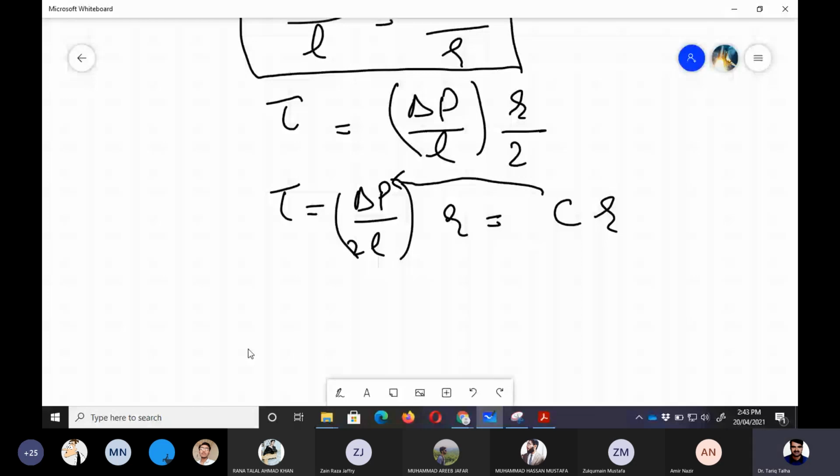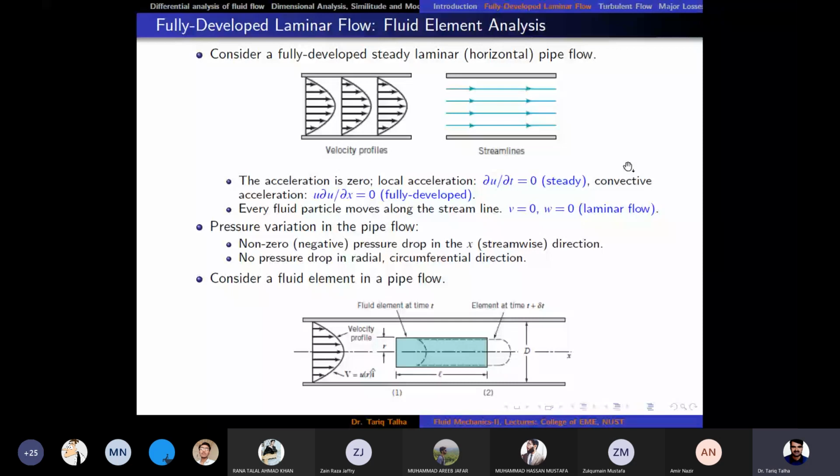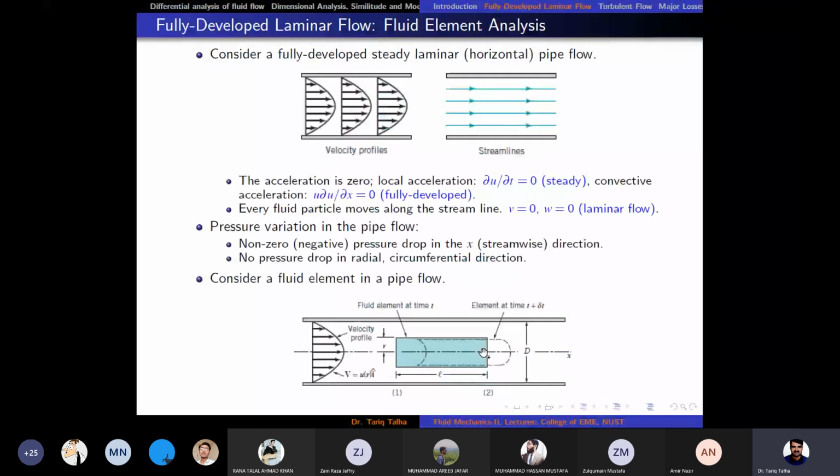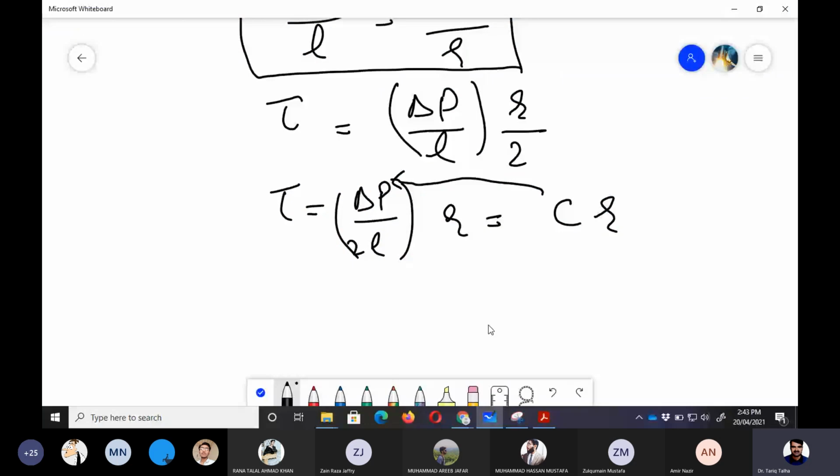in this figure, r is equal to 0 at the center line, and r is equal to capital R at the pipe surface, and tau would be equal to 0 at the center line, and it would be equal to wall shear stress at the pipe surface. So if I put r is equal to capital R, which is the pipe surface, tau is equal to tau omega.